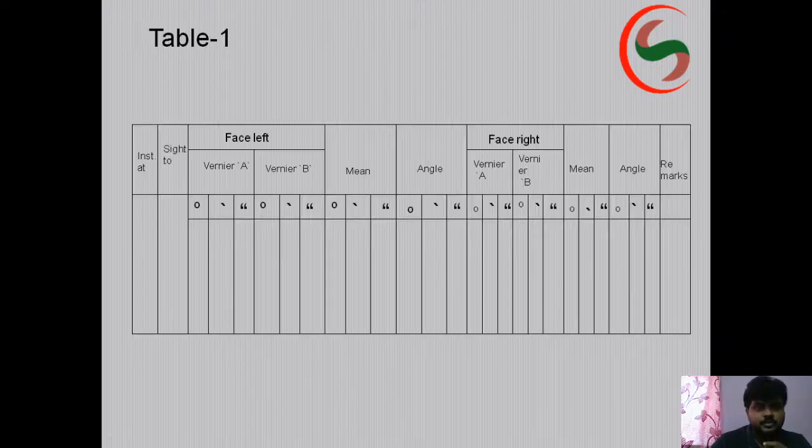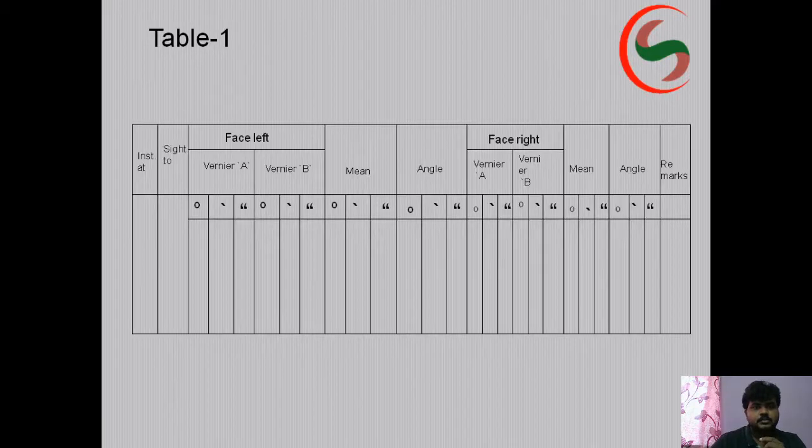Next one is face left. First reading you have taken. Now after pointing Q, you got some value and have written everything in your tabular column. Everything is done. Now you tighten the upper clamp and loosen the lower clamp. The operation you are going to do now is swinging the telescope. Rotating the telescope is nothing but swinging, which we learnt in earlier classes.